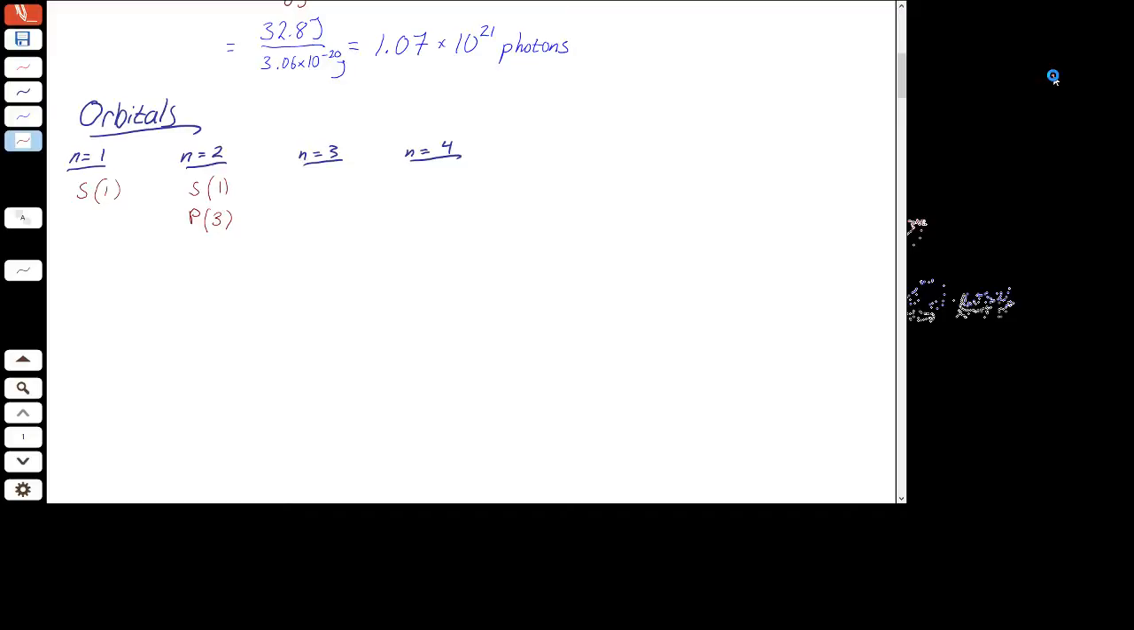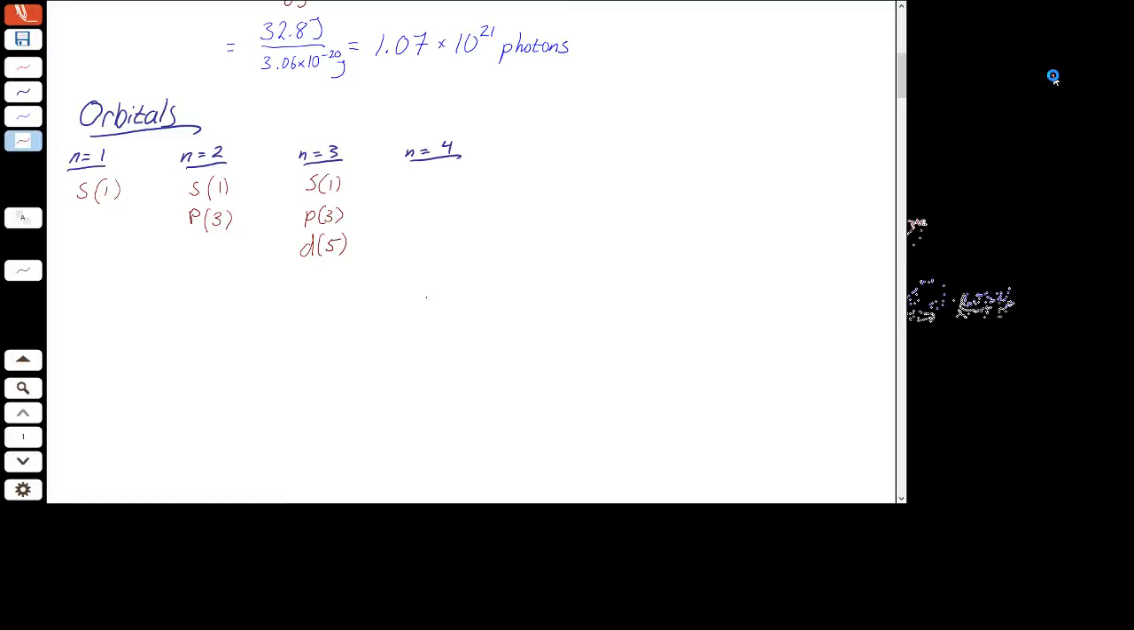Okay, let's build it up a little bit more. What do we have in the n equals 3 level? Yep, so we still got S. We still got our 3 p orbitals. But now we're adding d orbitals. And how many of those do we have? Five, right. So L equals 2, which means that ml can be minus 2, minus 1, 0, 1, or 2. So that's 5 total orbitals.